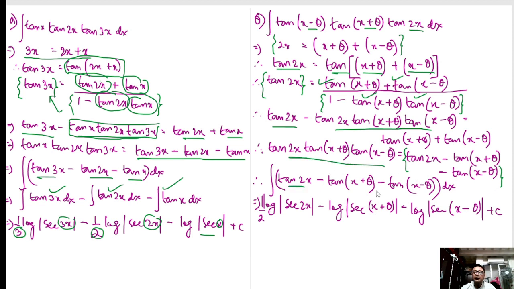So we are writing it like this, and now separately using the integration, tan 2x is log sec 2x by 2, tan x plus theta will be log sec x plus theta, and with x it's only 1. Tan x minus theta is log sec x minus theta, with x it's only 1. So that is our answer. That is the answer of this.